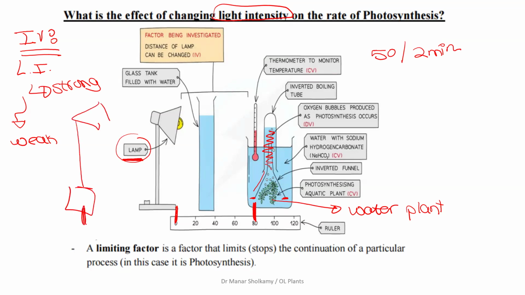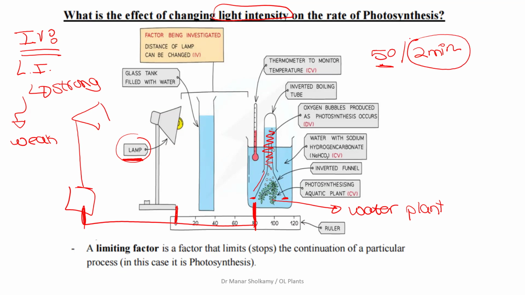So what am I changing? In order to change the light intensity, what am I changing? What am I playing around with? Distance. Excellent. So every time I am changing the distance, I am counting the number of bubbles produced over 2 minutes. So the 2 minutes are constant.